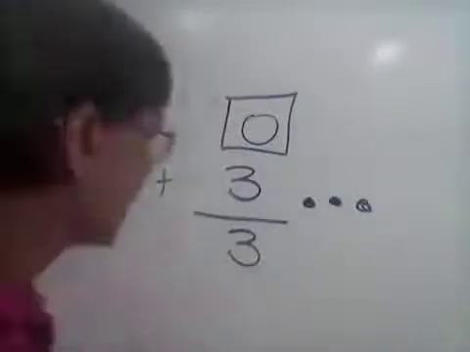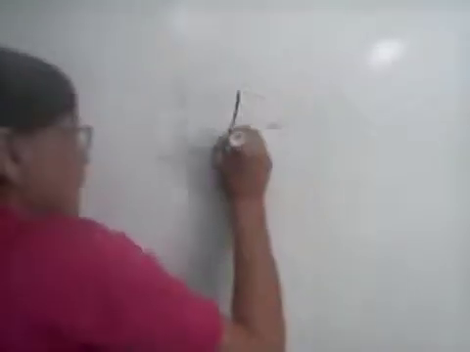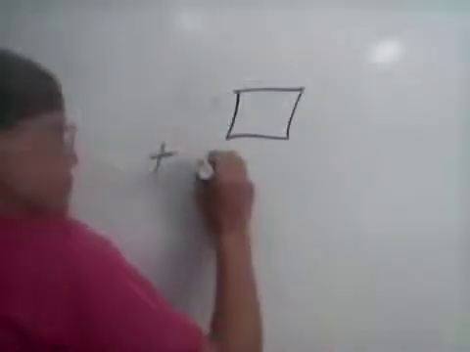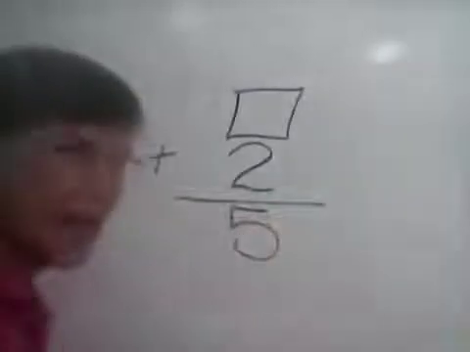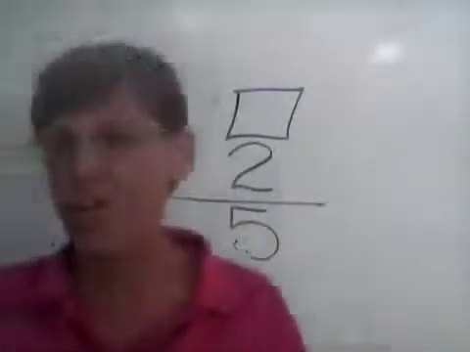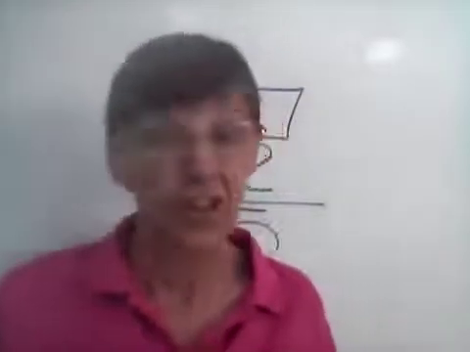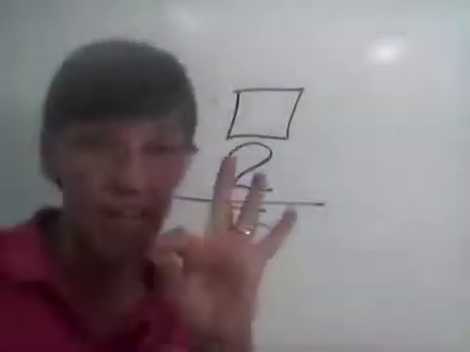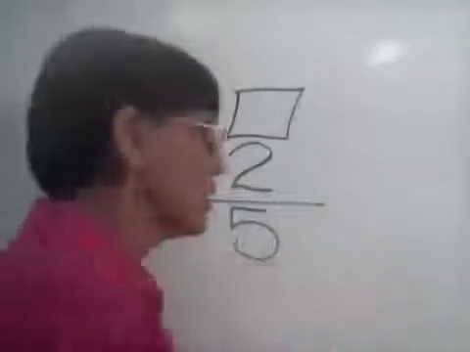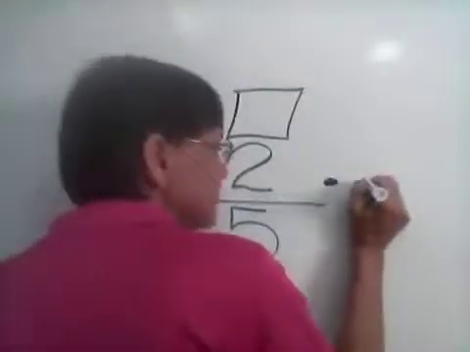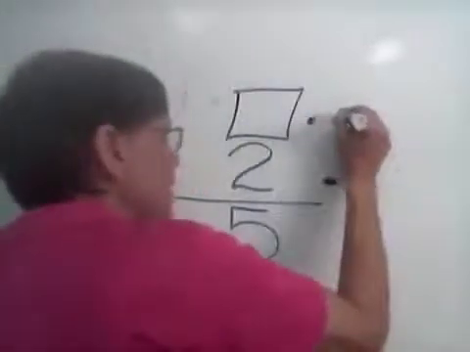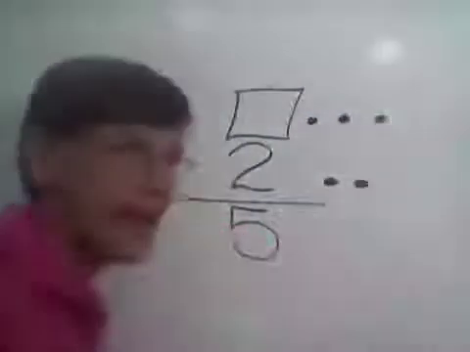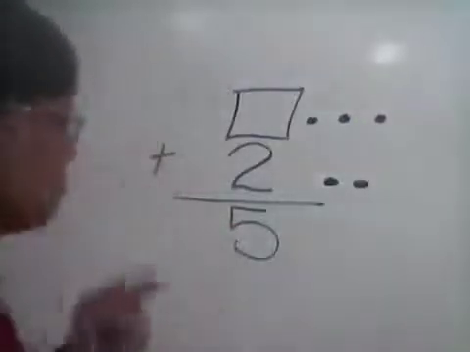Next one, we have 5. Something plus 2 equals 5. Okay, got that? Do you know that one? If you don't remember, we can do it on our fingers, or we can count up here. We have 2 here. How many more do we need to get to 5? 1, 2, 3, 4, 5. What do we have? 5.